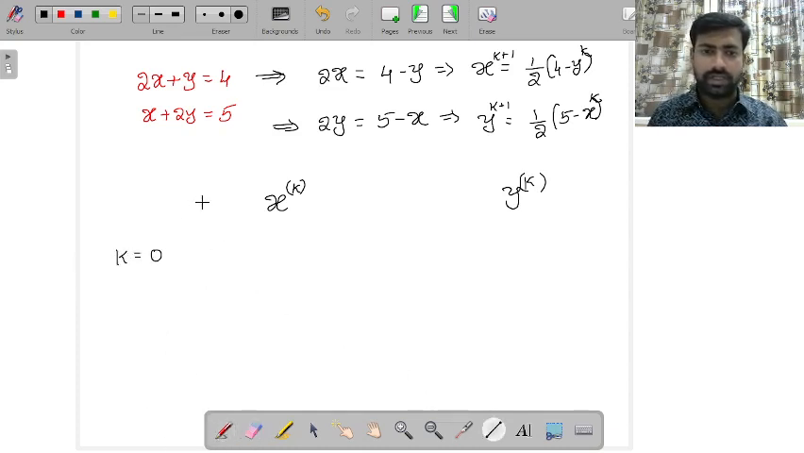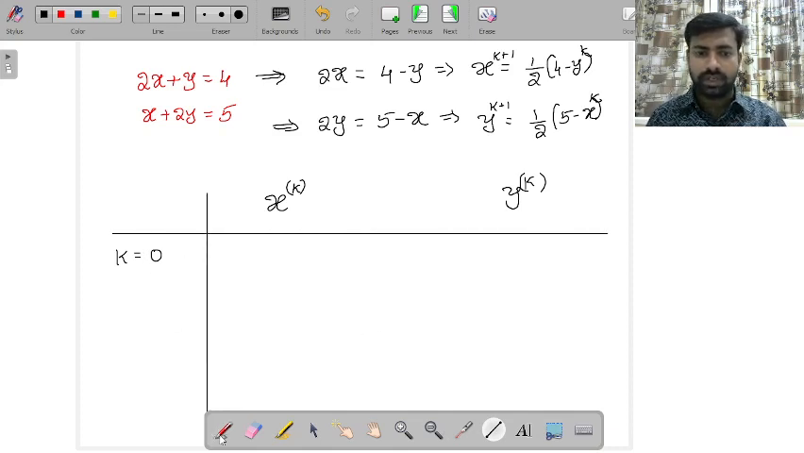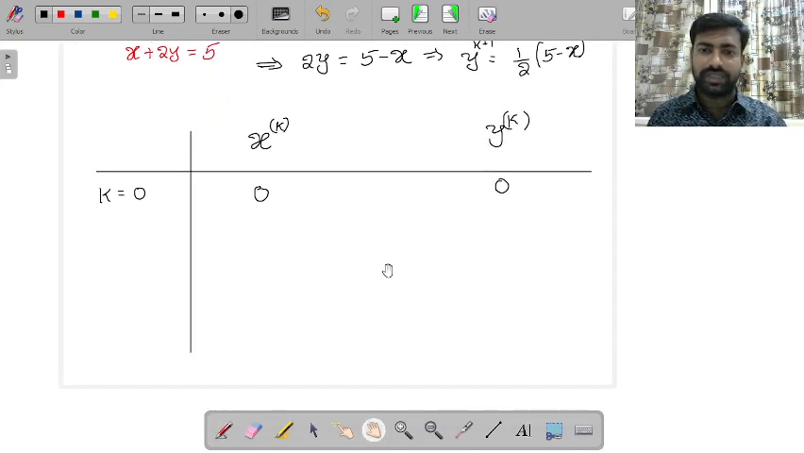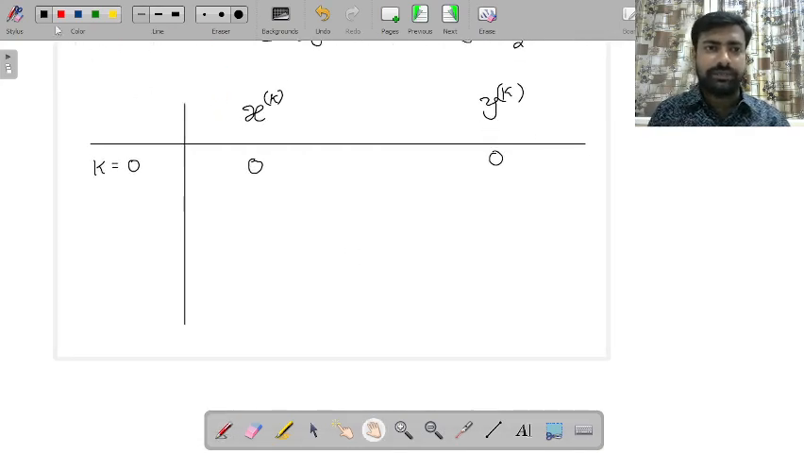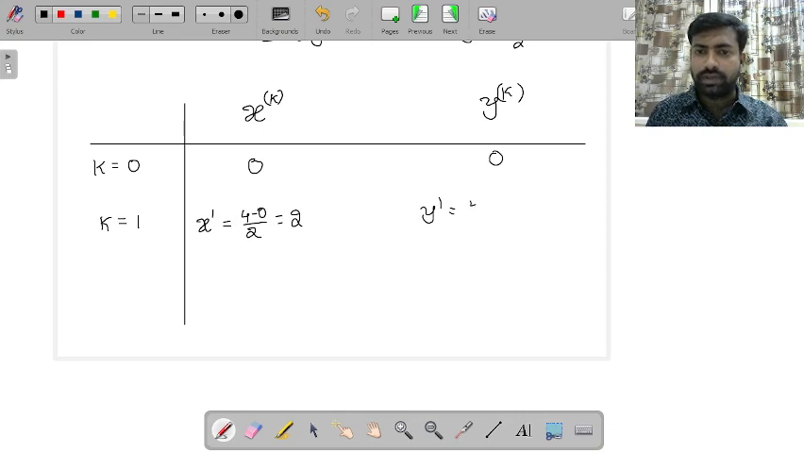So in the first step, what are the initial values you are taking? That we need to write. Initial values, we are assuming to be 0 and 0. This is the initial guess. Okay, so when k equal to 1, we need to calculate x1. We know x1 is nothing but 4 minus 0 by 2, which is 2, and y1 is 5 minus 0 by 2, that is 2.5.